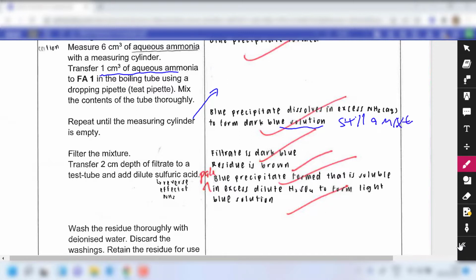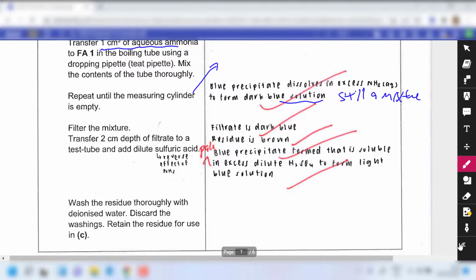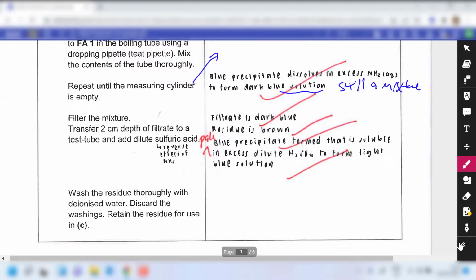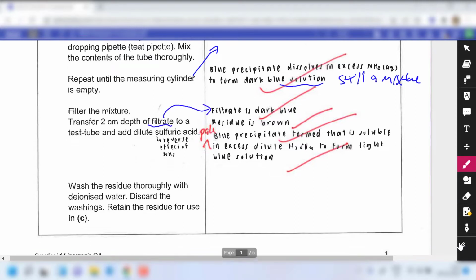Why is it still a mixture? Because it's not a clear solution. There are some precipitates around, but you can't really observe the color. Remember that whenever you perform filtration, you have to tell us the color of the filtrate, which was mentioned, so it's good. You also have to tell us the color of the residue, which was mentioned as well.